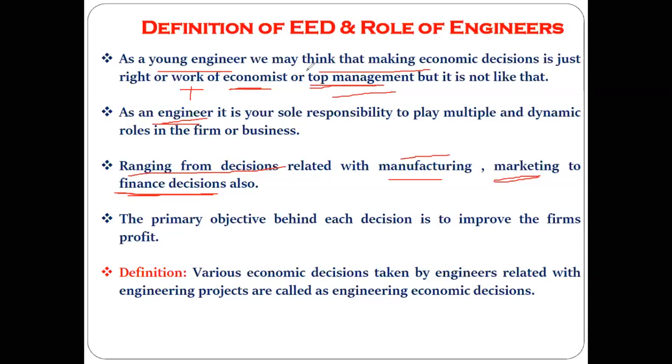Because of those decisions we should get more profit, we should get more benefit. Understood? The company's profit should increase. So that is considered the primary objective behind each and every kind of decision.